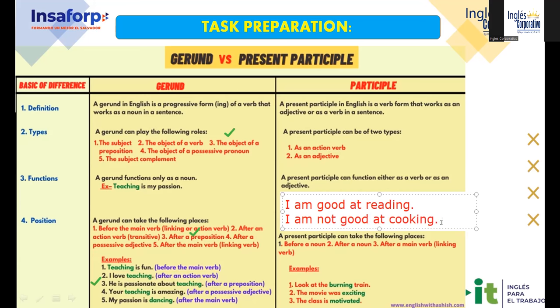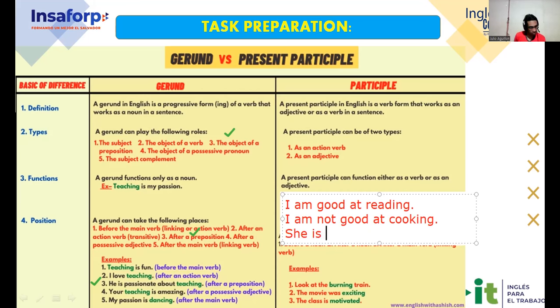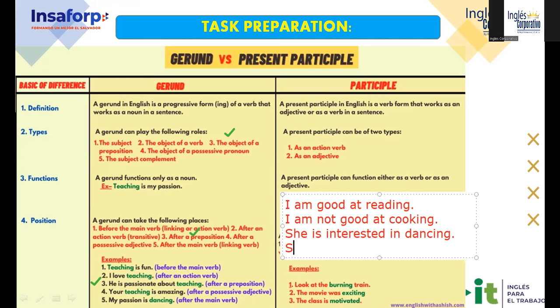Okay. So let's write another example. Let's see. Interested in dancing. So what do you think? She's interested in dancing. Ella está interesada en qué cosa? Bailar. En el baile. El baile. En el baile. Okay. So let's check it again.